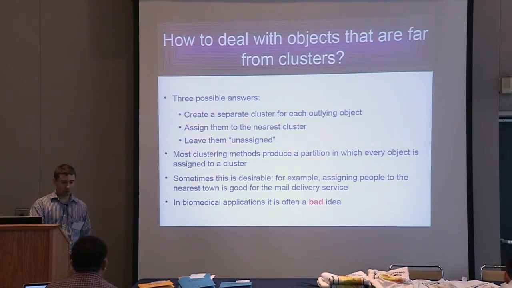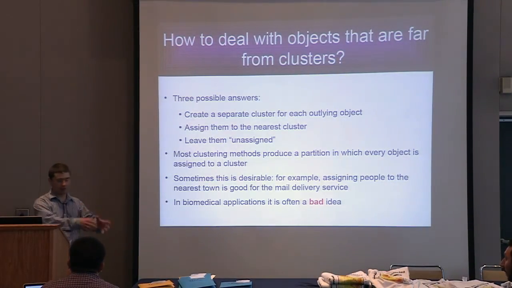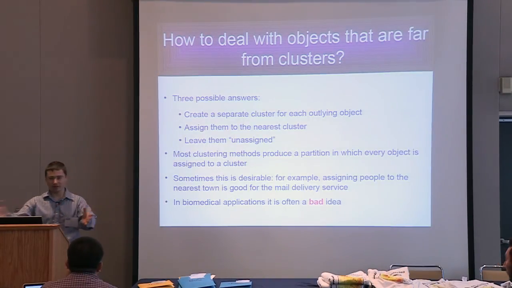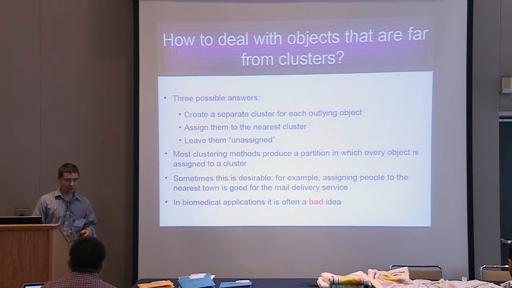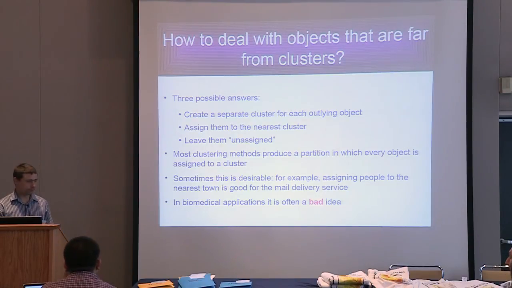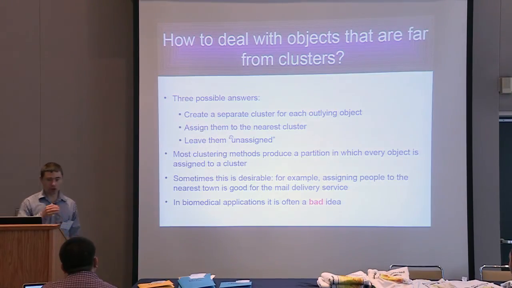You would say, well, we want each person to be assigned to the nearest post office, but we're not going to put a post office for every person who lives on their own, right? We're going to put a post office in a town or in a city, and we're going to assign the far living people to their nearest post office so that we don't have to carry the mail too far. Now, the third possibility is that you leave them unassigned, in quotes, which means you don't assign them to any cluster, any town, anything like that.